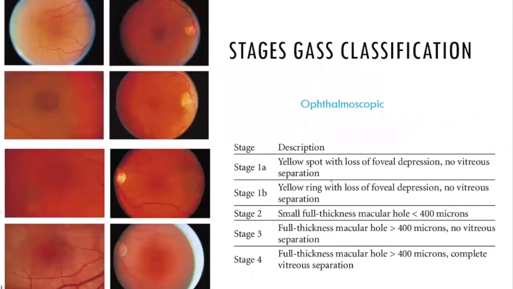In terms of staging classification, I think these things can get quite confusing. Gass was the first to describe a staging system. It started off, of course, with ophthalmoscopic findings. He did this off pictures of fundal examinations and not off OCT.